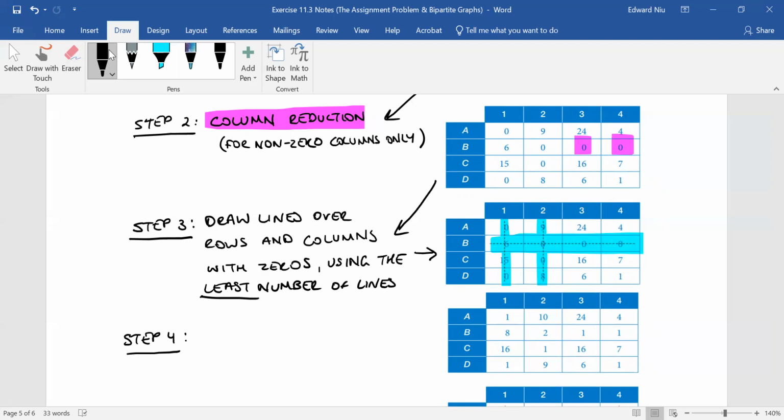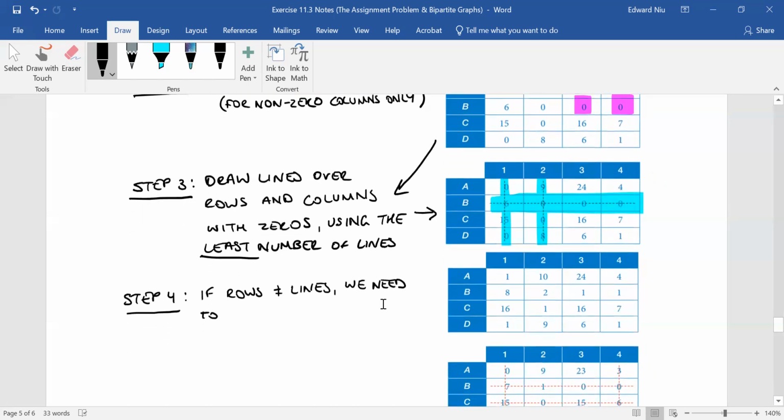So, if rows don't equal lines, we need to add 1 to each number.